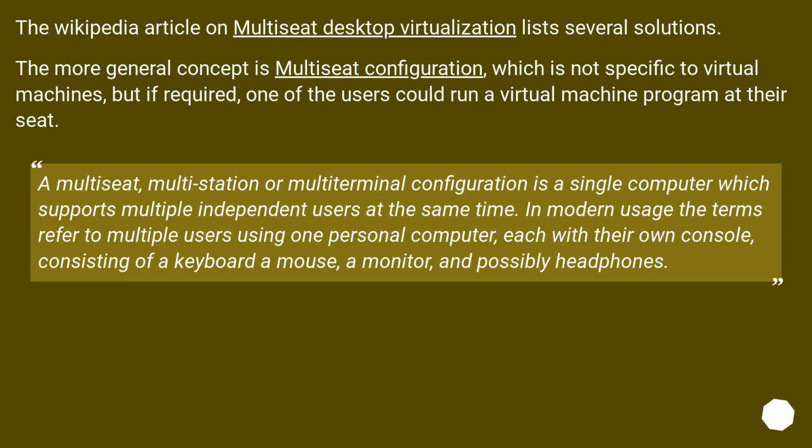The Wikipedia article on multi-seat desktop virtualization lists several solutions. The more general concept is multi-seat configuration, which is not specific to virtual machines, but if required, one of the users could run a virtual machine program at their seat. A multi-seat, multi-station or multi-terminal configuration is a single computer which supports multiple independent users at the same time. In modern usage, the terms refer to multiple users using one personal computer, each with their own console, consisting of a keyboard, a mouse, a monitor, and possibly headphones.